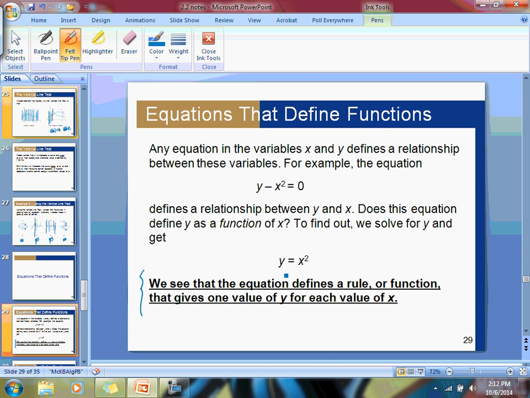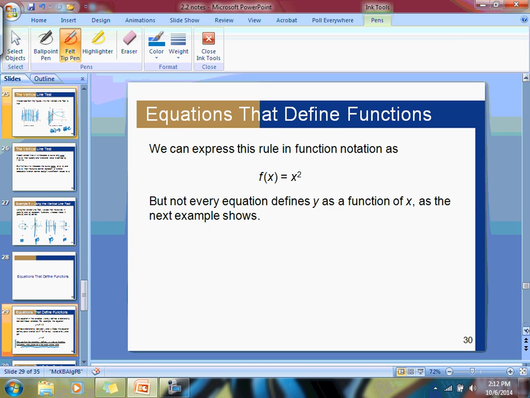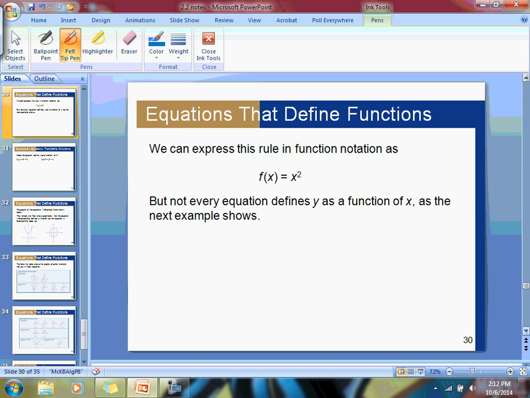I'm not going to have any situations where I substitute in a 1 and I get a 5 and a 6. When I substitute in 1, I'm going to get 1. When I substitute in -1, I'm also going to get 1. But that's okay. Every value in my domain has its own value in the range. So, one value for y for each value of x. That's the definition of a function. And since it is a function, we could rewrite it with function notation. Instead of y equals, we could just say f of x equals.